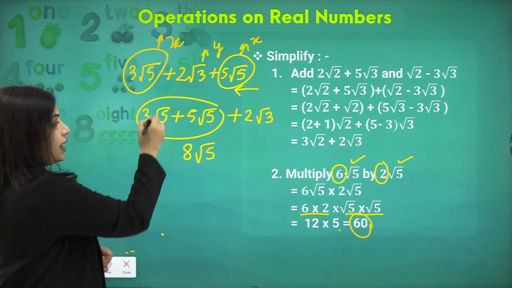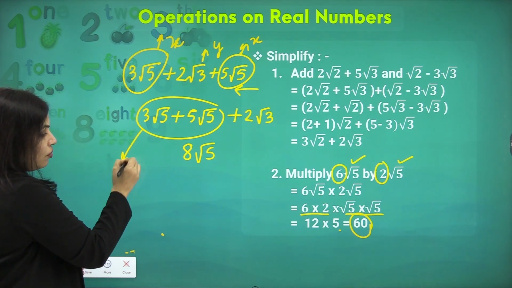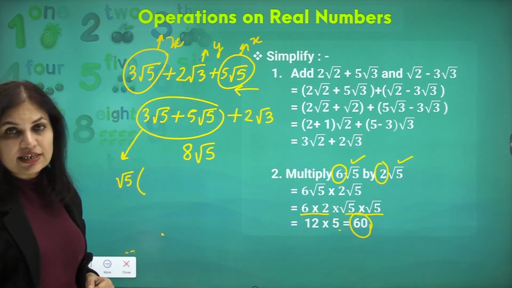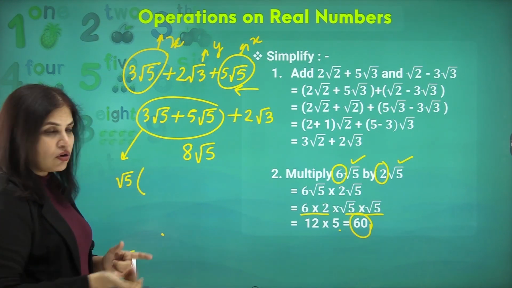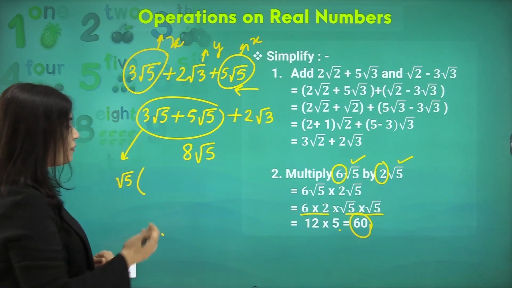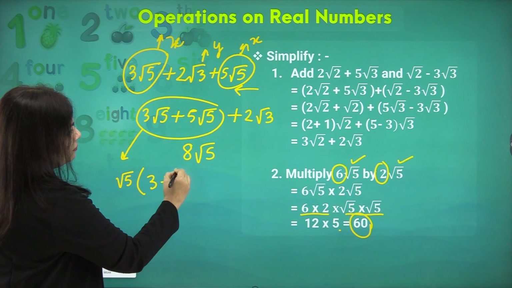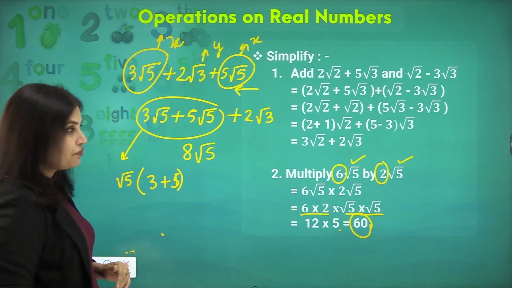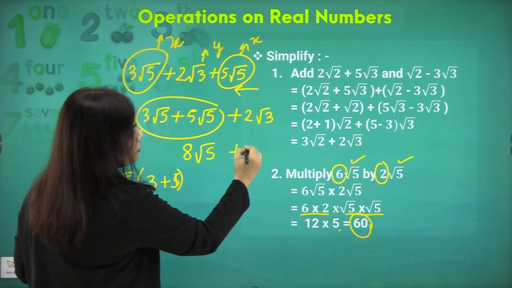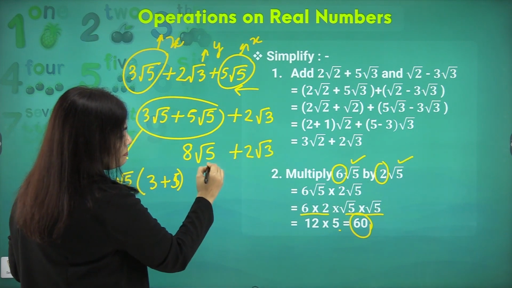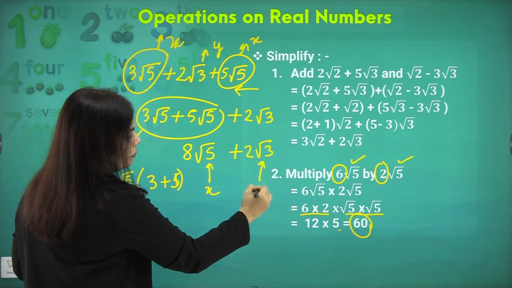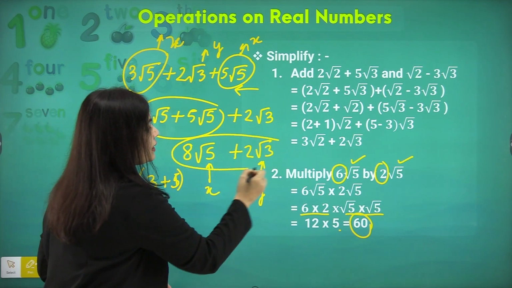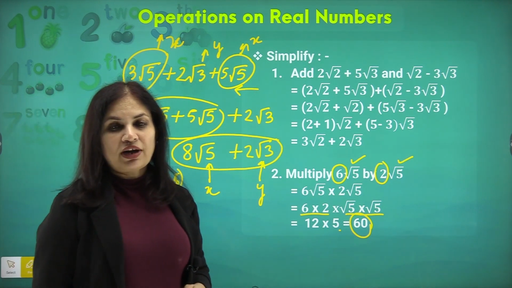How did I get 8? I have taken root 5 common. Taking root 5 common, I will be left with 3 plus 5, which will give me 8 root 5, because I have considered it as a variable, just as we take x common. Plus 2 root 3. Since this is my x and this is my y, they cannot be added together. So, they are unlike terms, they cannot be added together. So, this is my final answer.